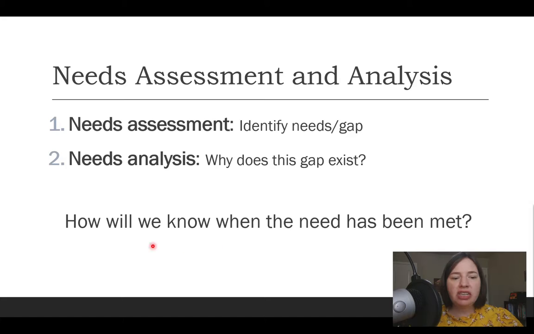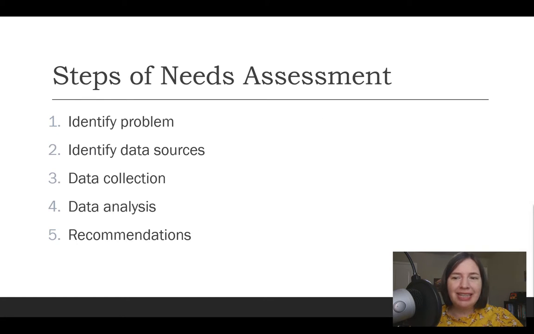We also need to think about how will we know when the need has been met? And that's part of identifying the need, like we did in learning outcomes when we wrote them. We want to know how we're going to know when it's been met. So here are the steps of needs assessment, according to some people. First is this: identify the problem.